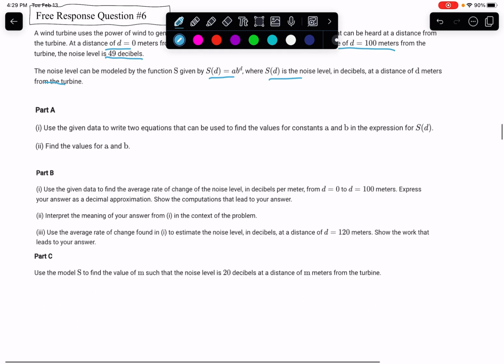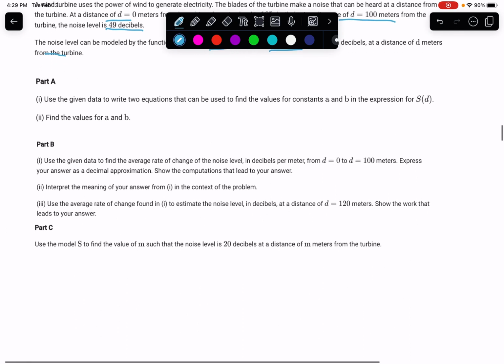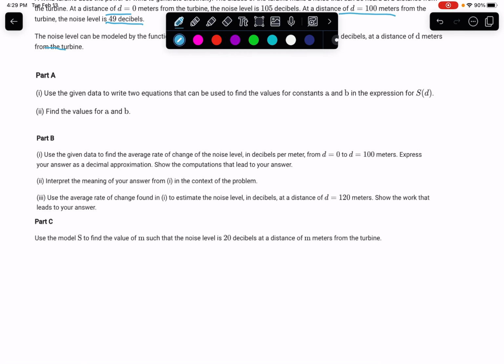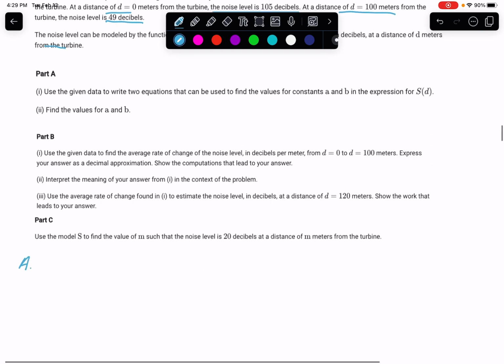Part A says use the data to write 2 equations that we use to find the value for A and B. So it's sort of like the one we just did. But now remember, we do our work down here when they haven't left us a space, right? And part I says to write those 2 equations.